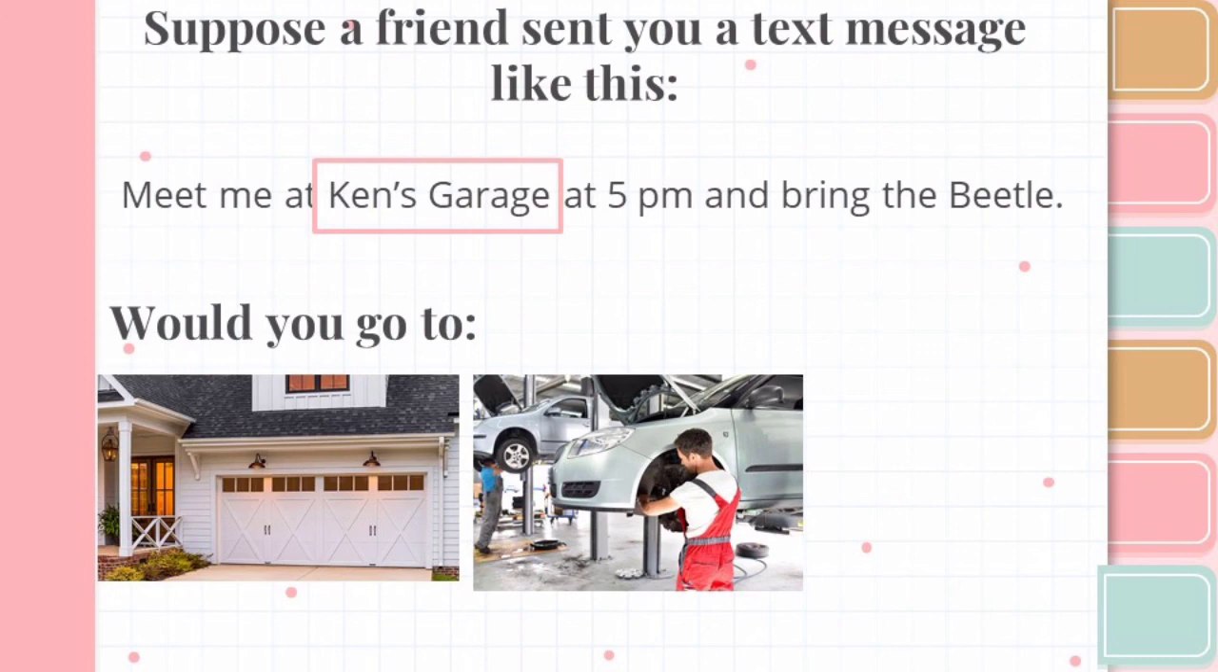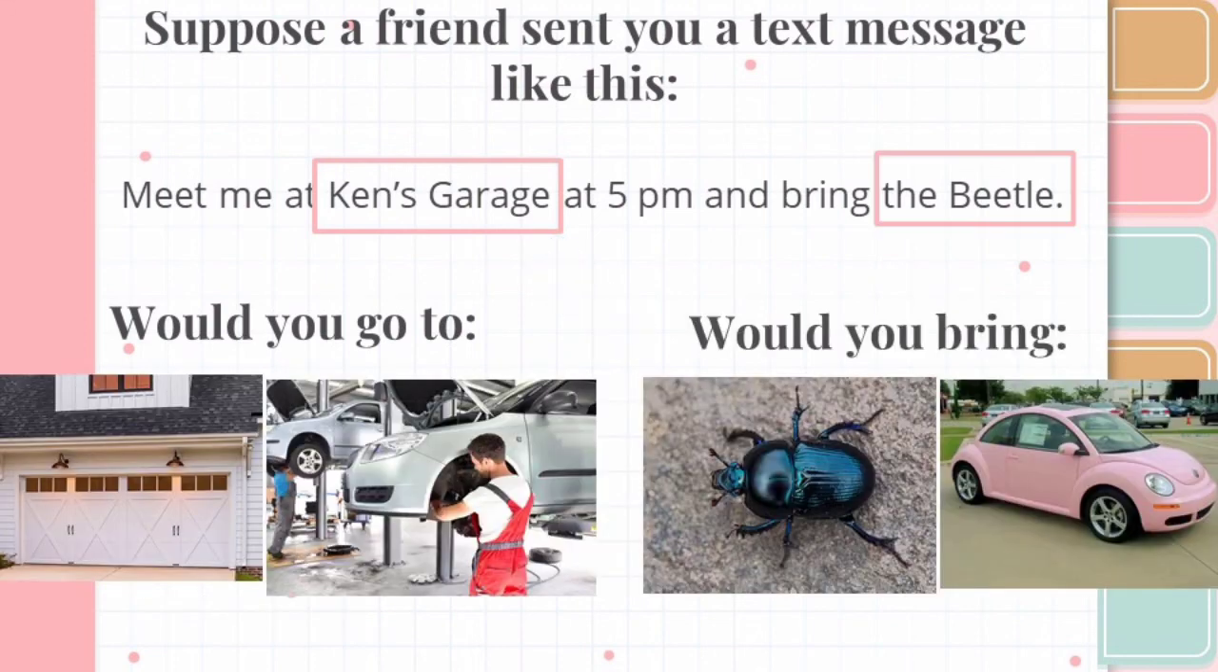Now we have already revised the sentence. Take a look at the word garage. We changed the letter G to a capital letter, and now the meaning is clear. So we would go to the place where we have to repair the car. Similarly, if we use a capital letter in Beetle, the letter B of course, the meaning becomes a kind of car.